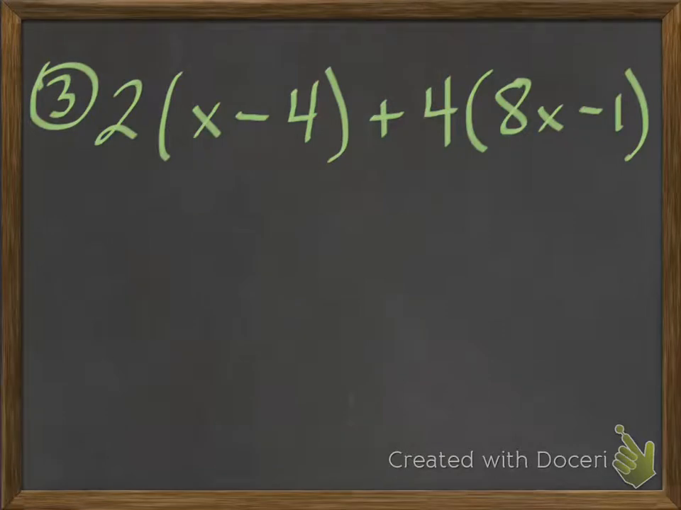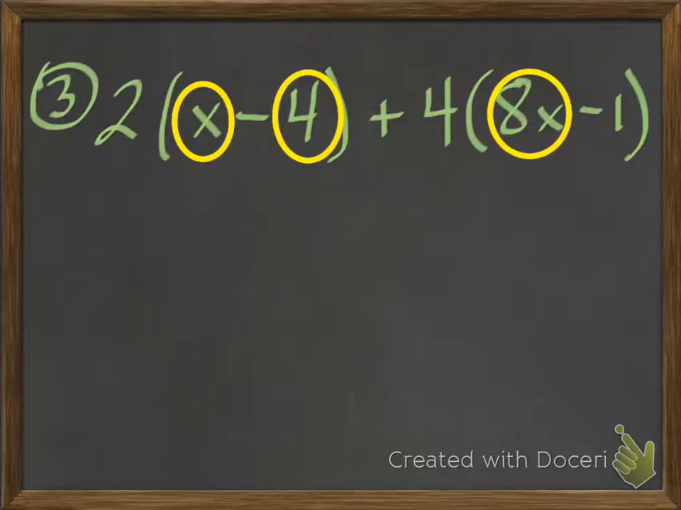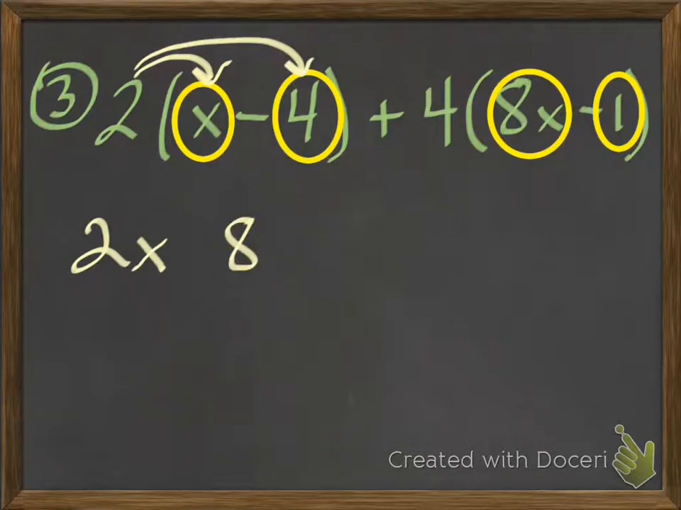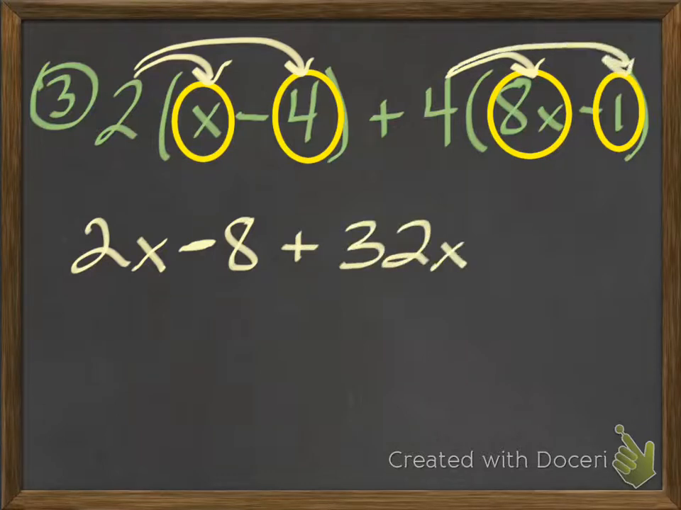Last one. I've got 2 sets to distribute to. In 2 times x minus 4, I've got an x term and a 4 term. And in the next one, I've got 4 times 8x and 4 times 1. Let's distribute. 2 times x is 2x. 2 times 4 is 8. Carry that minus. 4 times 8x is 32x. 4 times 1 is 4, and that was a negative in front.